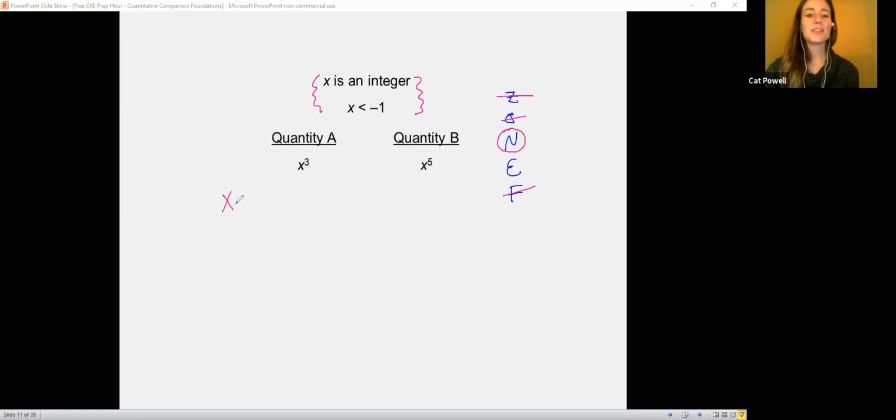So yeah, x equals -2. So -2 cubed is just going to be -2 times -2 times -2, which will be -8. And what's -2 to the 5th? Yeah, nice. -32. Awesome. Cool. So I've tested a case, and I have a case where a is greater.